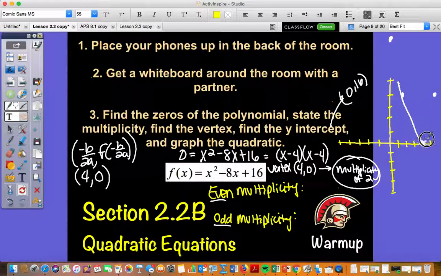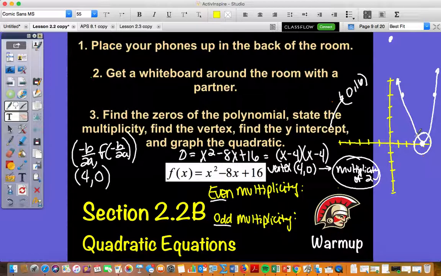And what I can do is do something that looks like this. What do I notice at that vertex, or at the spot where it hits? Bounce. It bounces. And what's the multiplicity there, Jack? 2, so it should go through. No, it's actually, when it's odd, it goes through. Oh, yeah. When it's even, it's going to bounce.